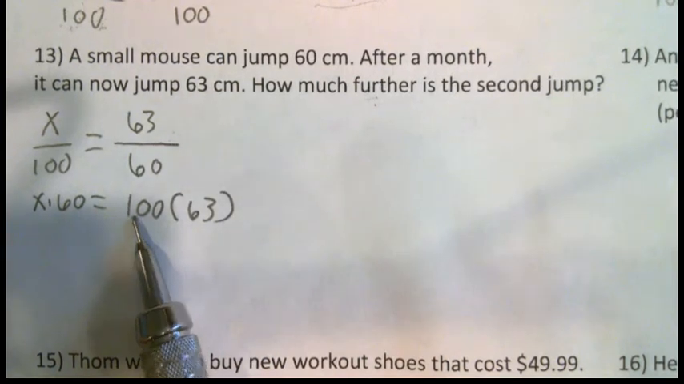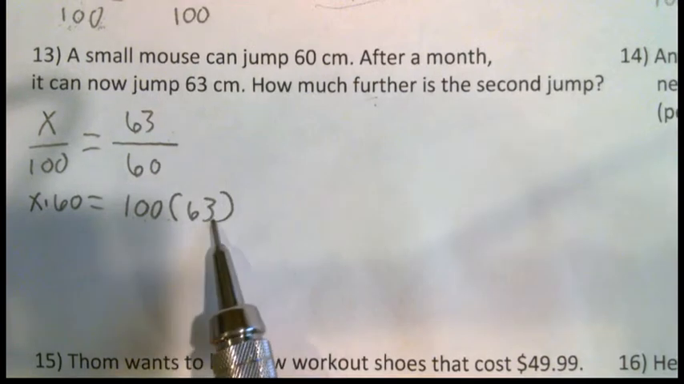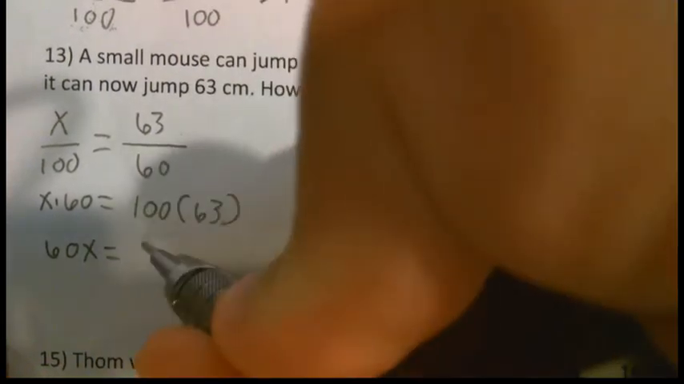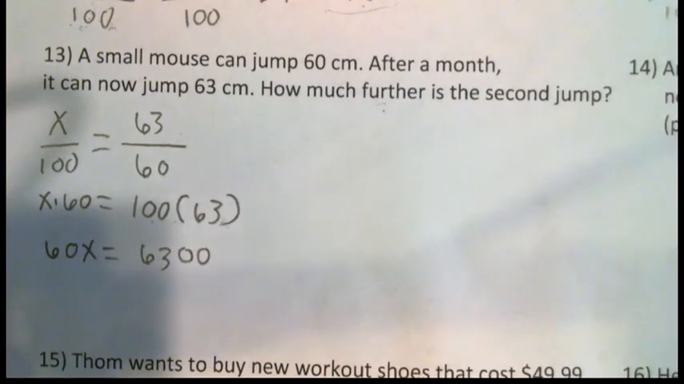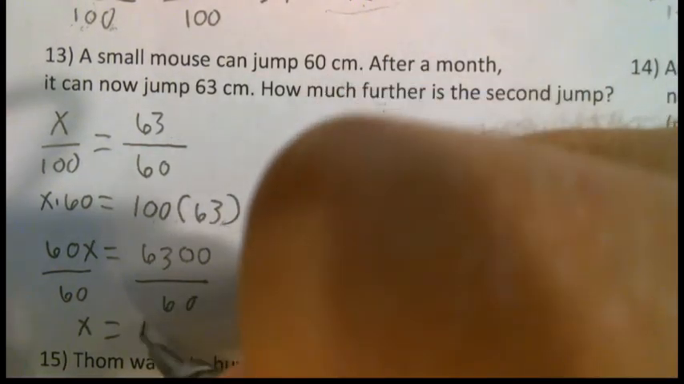Again, we have 1 followed by 2 zeros. Since we're multiplying, we don't move the decimal to the left, we move the decimal place to the right. We're going to add 2 zeros. So that would be 60x equals 63 plus our 2 added zeros, so 6,300. Divide by 60. That's going to give us 105.